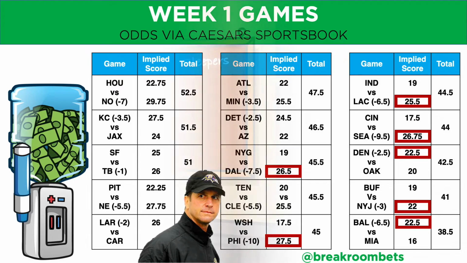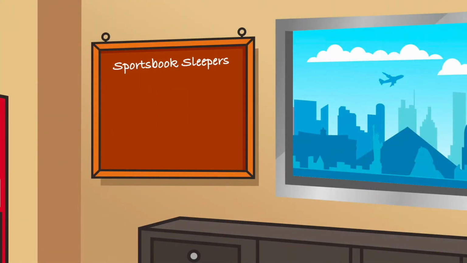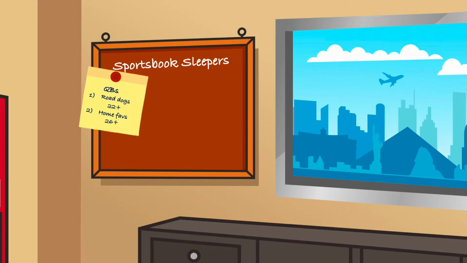Now let's recap the strategies that we talked about in this video. For quarterbacks, we're targeting games where the road dog has an implied total of 22 or more and the home favorite has an implied total of 26 or more. We like the wide receivers or tight ends that come from those games, but make sure they're getting enough targets and they have the ability to catch a touchdown.